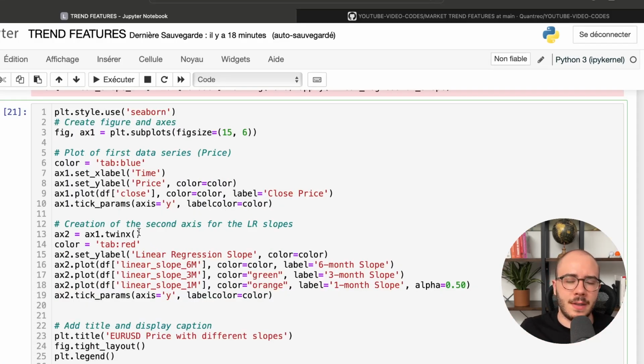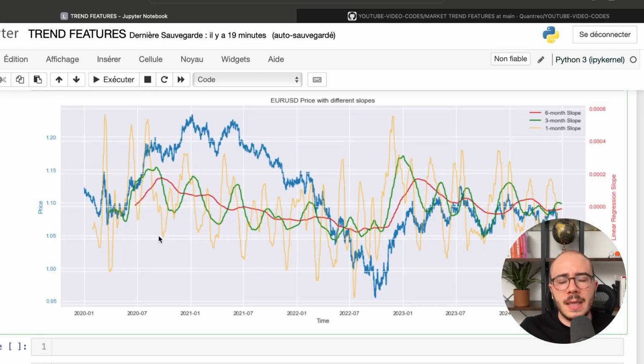Then with this code, I just plot on the same graph, so on 2 axes, but on the same graph, first the price and then the different slopes that we have depending on the time that we have used in the rolling. Here in blue, we can see the close price of the Euro USD, and we can see different slopes. The scale of the slope is not too important, okay? What we need to understand is whether it's positive or negative, and we can also see that the values for the 6 months are much smoother than the values for the 1 month, which is quite obvious.